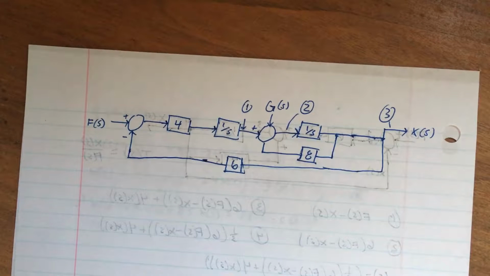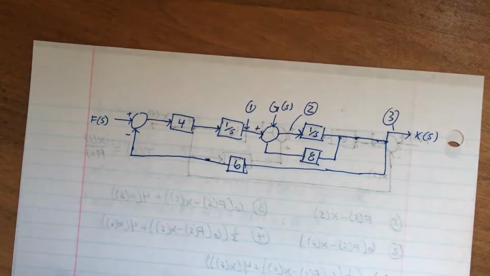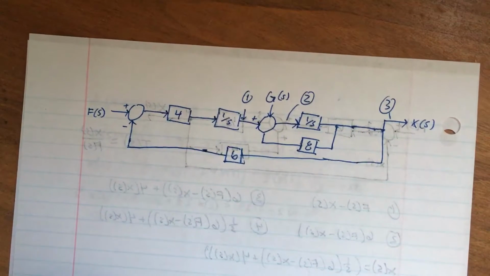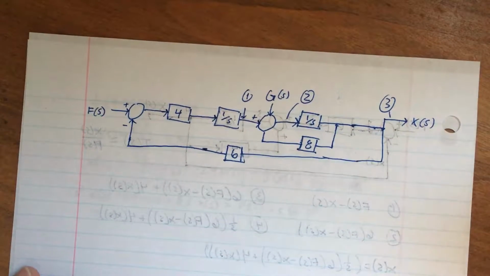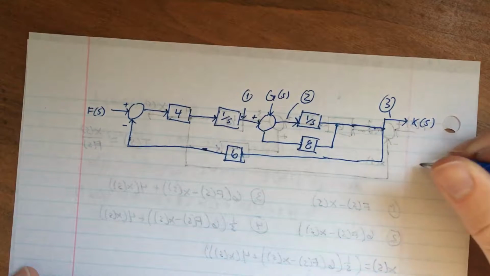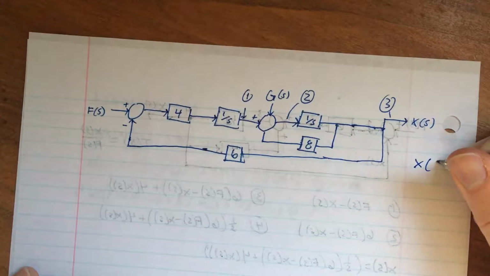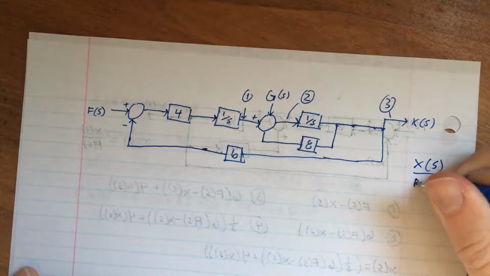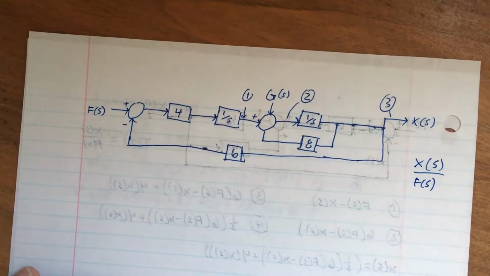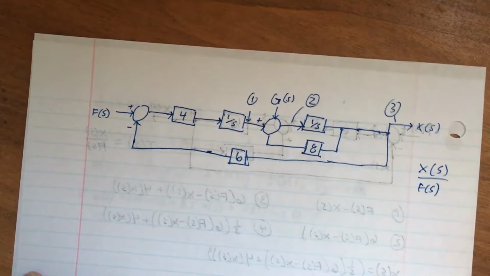All right, so here I'm going to be solving problem 5.3. So we are looking for the transfer function, which is the output over the input. So what we want to end up with is X(s) over F(s). This diagram here, I'll just go over it quickly.